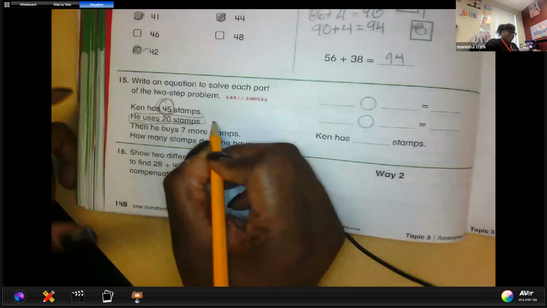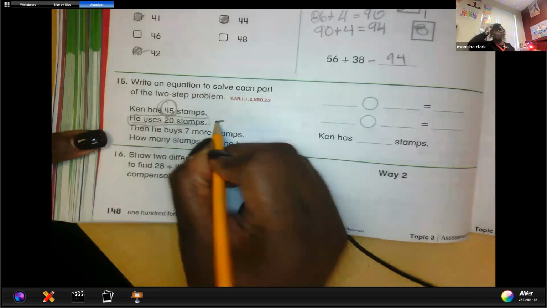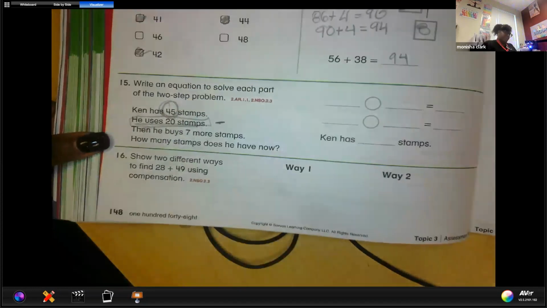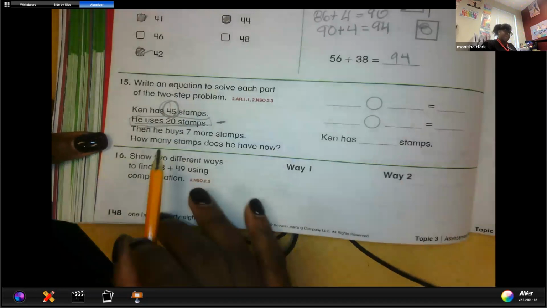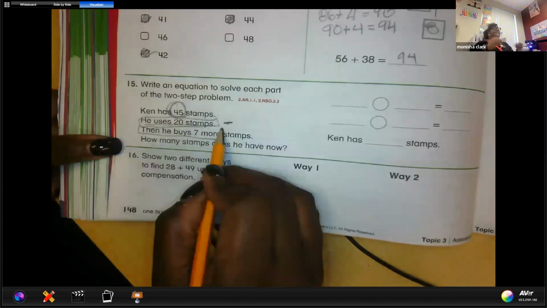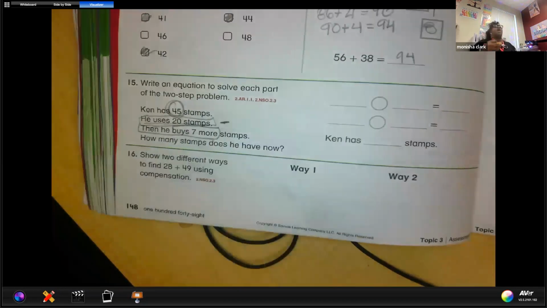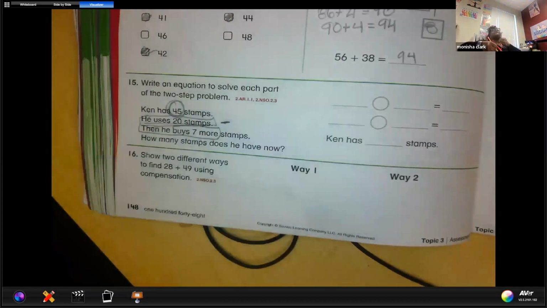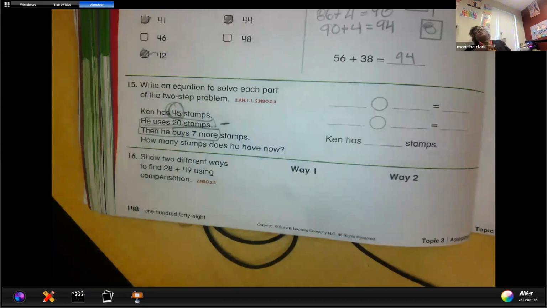Because we see that he uses it, we know that we're going to subtract here. Let's put a box around that and put a minus, just so we can put a pin in that in our head. Then he buys 7 more. So now he's buying more. If he's buying more, are we going to add to that number, Drew? Or are we going to take away from that number?